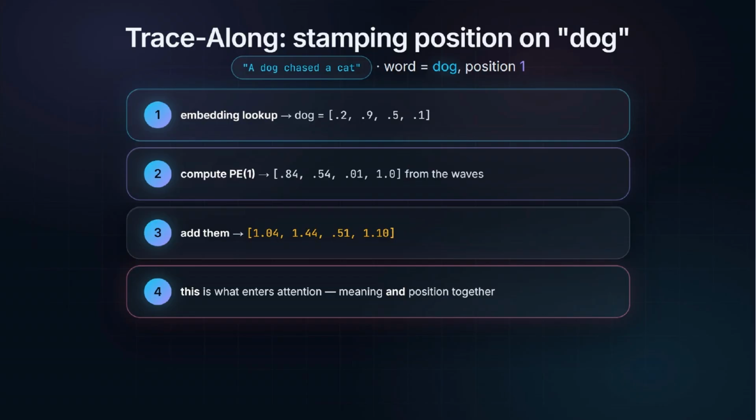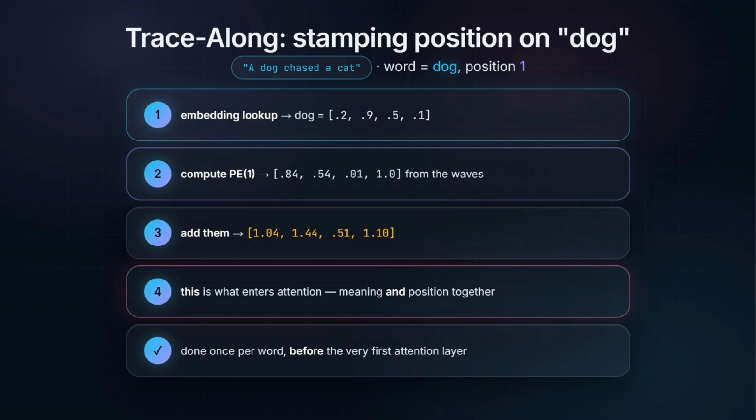Step 4. That combined vector is what actually flows into the attention layer from the attention video, carrying meaning and position at the same time. And this happens once for every word, right at the start before the very first attention layer touches anything. Embed, encode, add. 3 moves and word order is now baked permanently into the numbers.